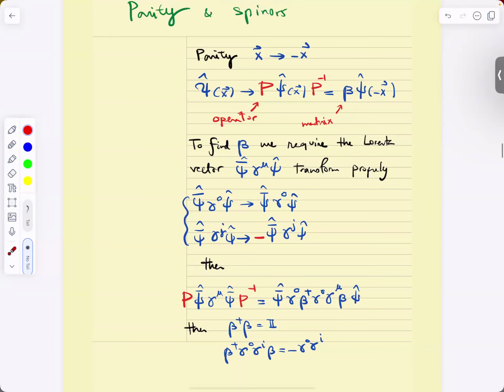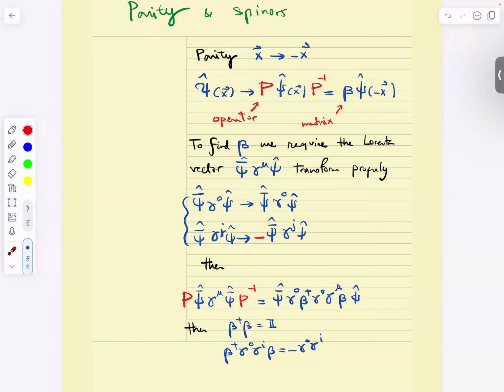All right, so what does parity do? It sends the x vector to minus x vector, which means that there's a matrix beta here that we're going to find. The matrix beta is going to be 4 by 4 and it's going to be related to Dirac matrices because we're talking about spin half representation. That's why it's 4 by 4. So how do we find this?